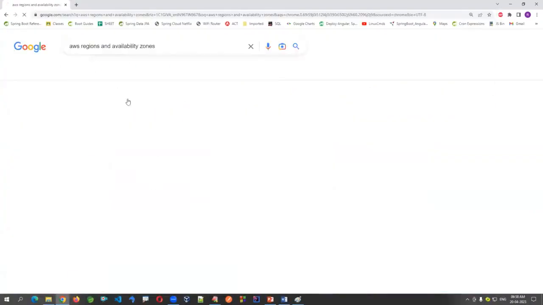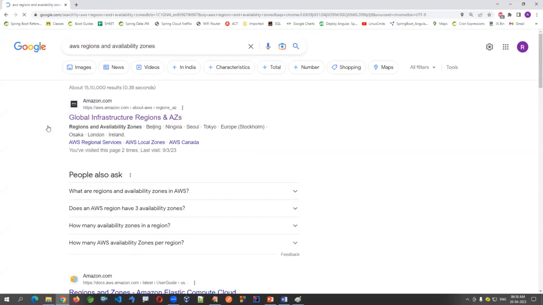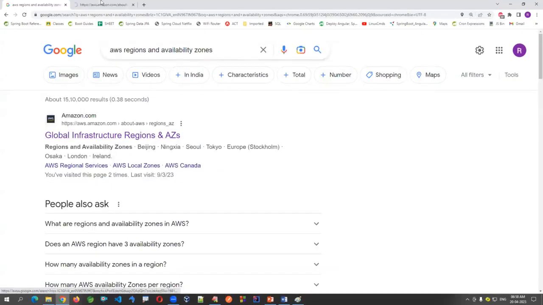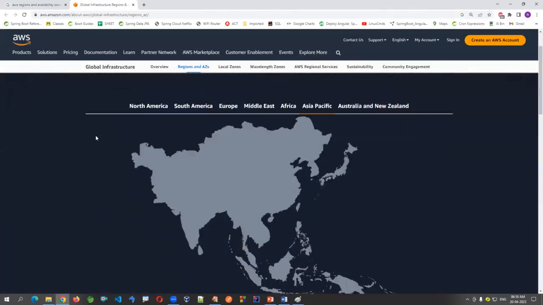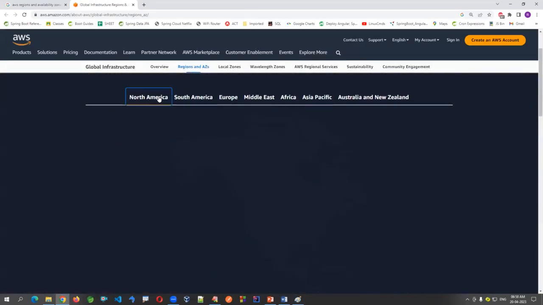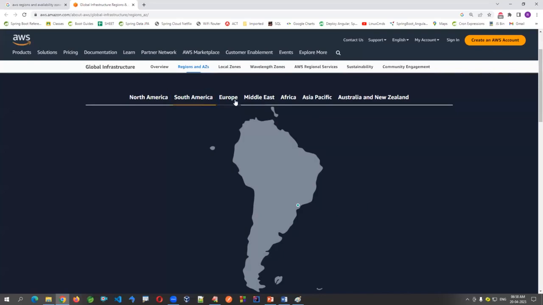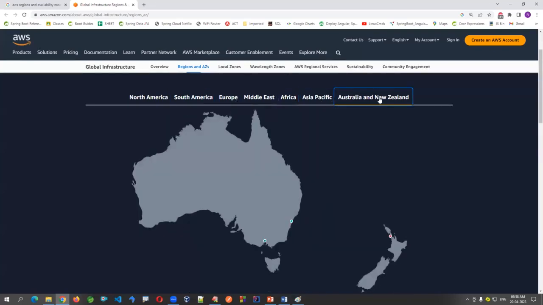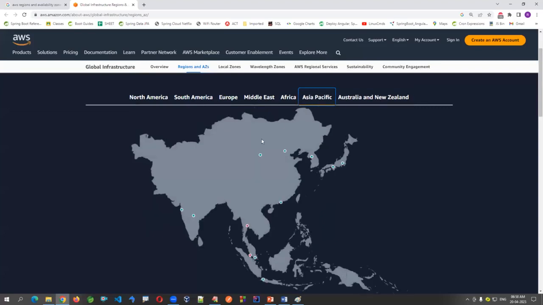AWS regions and availability zones. I'm just typing in the internet. You can see global infrastructure, regions and availability zones. I'm just clicking on a tab: North America, South America, Europe, Middle East, Africa, Asia Pacific, Australia, and New Zealand. You can click and you can see in the map it is showing there is a server in Mumbai.